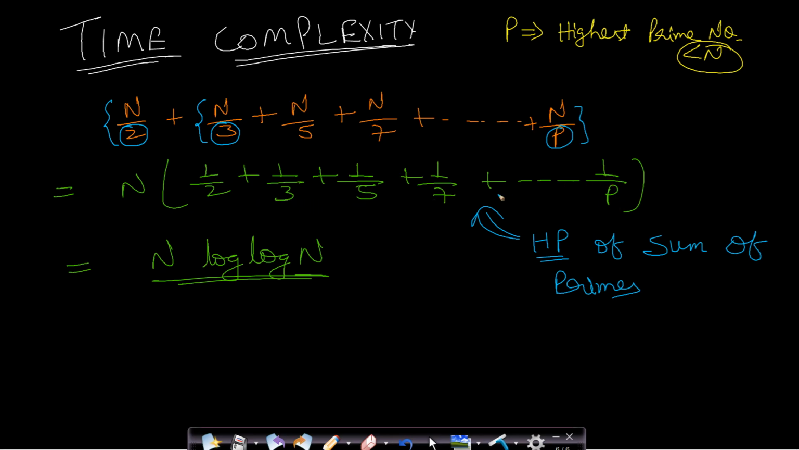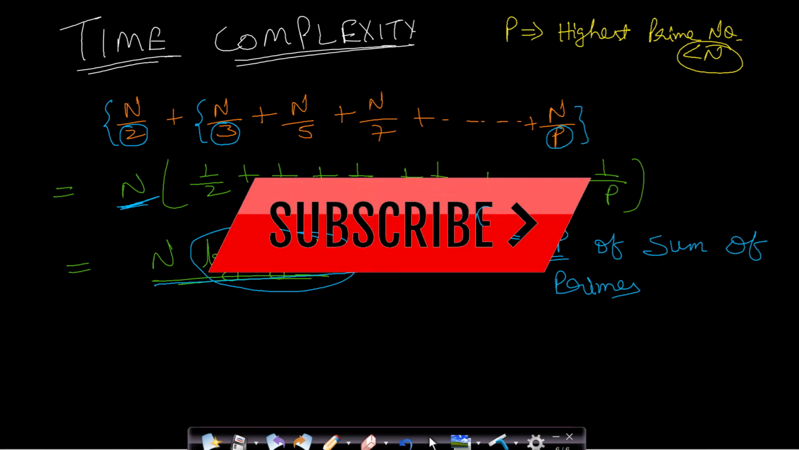Now this is a harmonic progression of the sum of primes, and it has been proved that it comes out to be log n. So this n was common, and therefore the time complexity will come out to be n log n. I will put the explanation of this log n in the description below. You can check it out. I hope you understood the sieve of Eratosthenes.